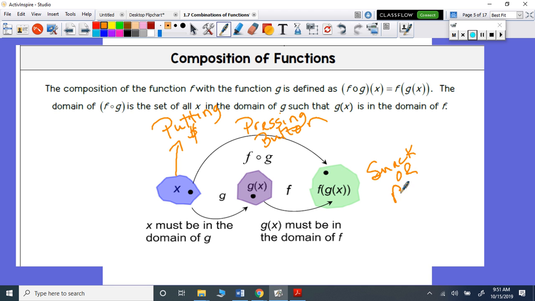unless you have my luck and it gets stuck and then you have to shake the machine, which that would be like an f of g of h of x. Has that ever happened to you? Like, I have the worst luck.